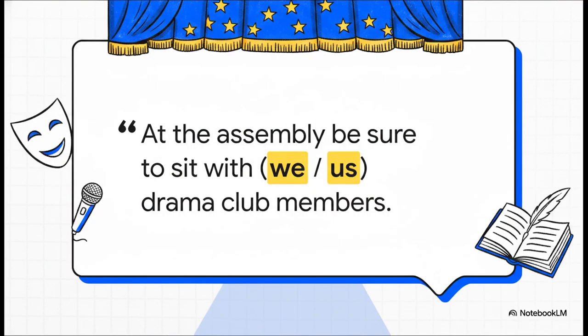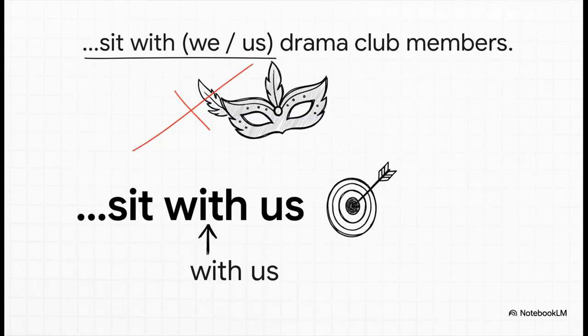Okay, let's try one more. This time, the pronoun is part of a prepositional phrase. Sit with we/us drama club members. The disguise here is drama club members. And when we just whisk that disguise away, we're left with sit with us. The pronoun is the object of the preposition with, so we need the objective case. It's obviously us. See how simple that becomes?